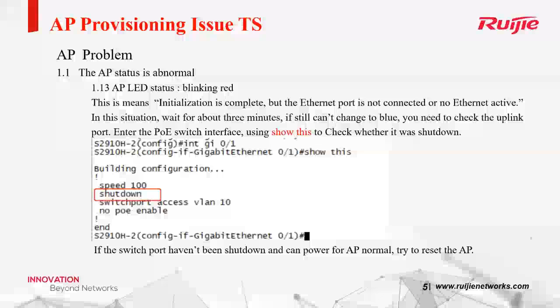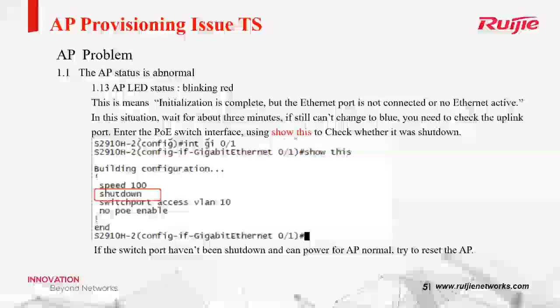The AP LED status may be blinking blue. This means initialization is complete, but the Ethernet port is not connected or no Ethernet is active. In this situation, you should wait for about 3 minutes. If it still can't change to blue, you need to check the uplink port, enter the PoE switch interface using show run to check whether it was shut down. If it was shut down, you need to open it using no shut.